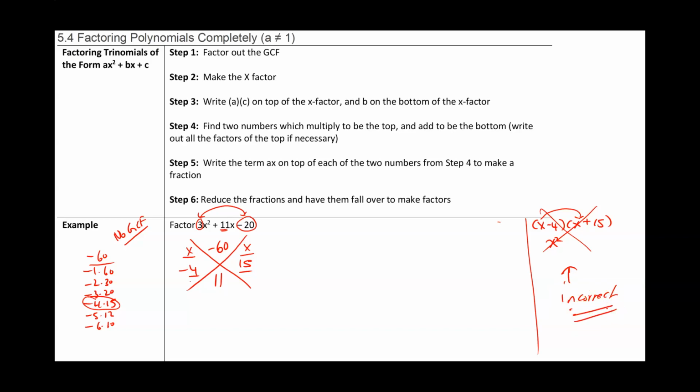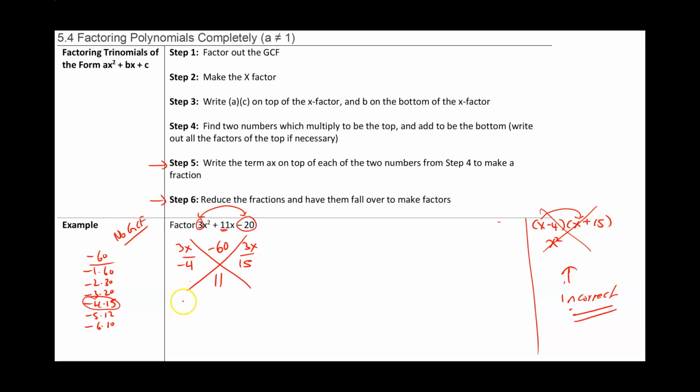Here's the correct way of doing this. You have a 3x squared and you ignore that square, you ignore the 2. So we put the 3x on top of each of these numbers. It's going to be 3x over negative 4 and then 3x over 15. So that's this step: find the two numbers, write the term ax on top of each of these two terms to make a fraction. And then step 6, we reduce the fractions and then make them fall over.